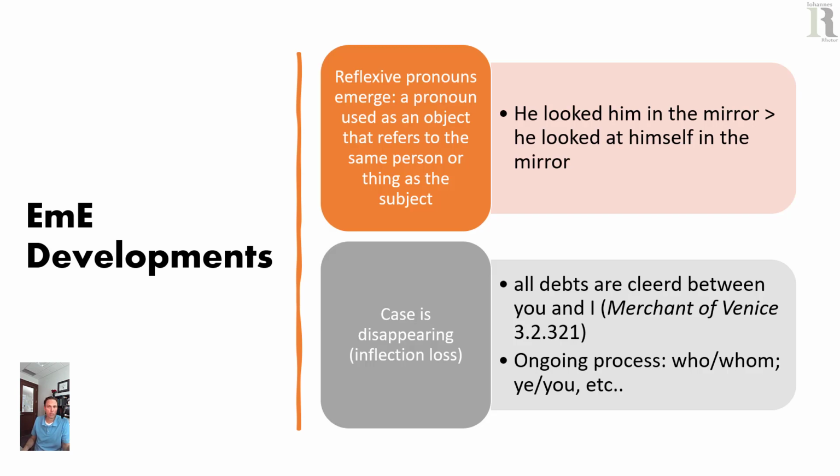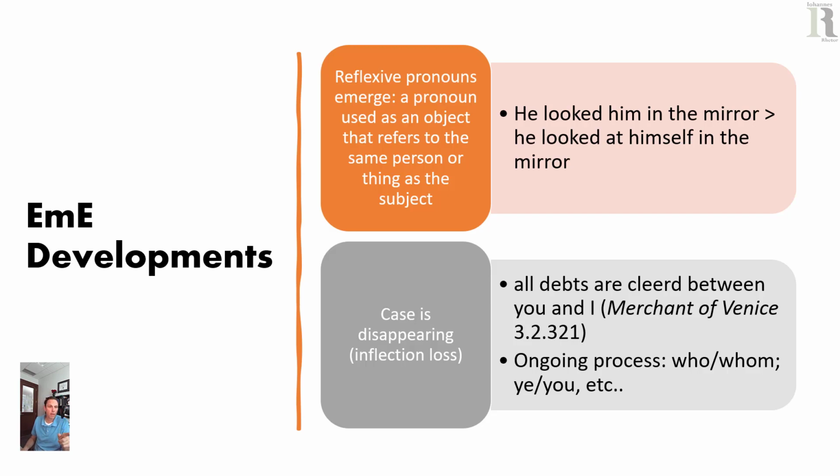Ye was the subject version of you. Ye are going to the store today would be the plural, right? But that gets replaced by you. Who and whom are used interchangeably, and who was already replacing whom. Whom was already dropping out in the 1600s. But for some reason the grammar writers in the 1700s liked whom. They're like, let's keep it.